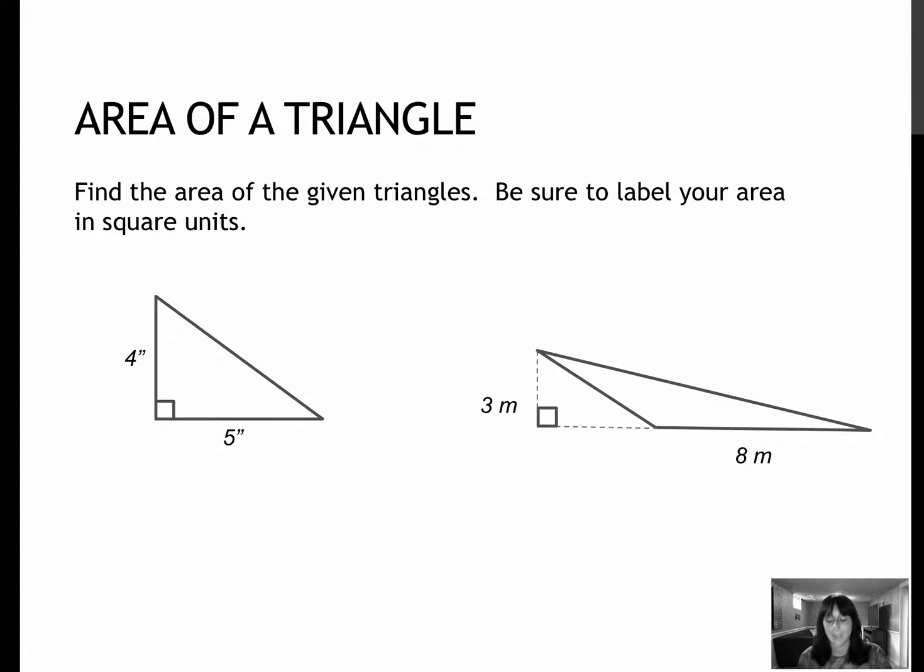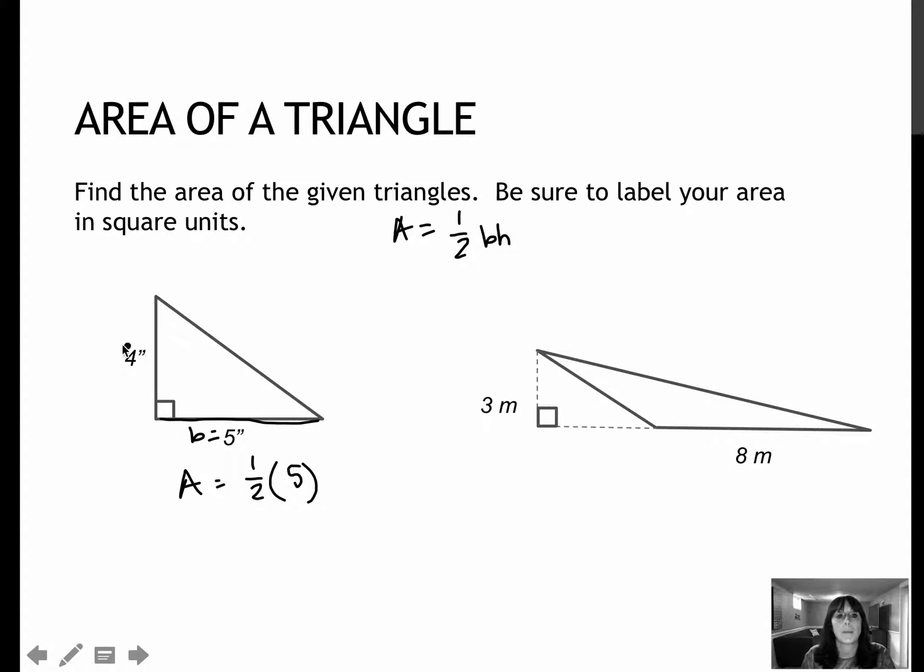So let's do a couple of examples. Remember that the formula for the area of a triangle is 1/2 times base times height. So for my first example, I'm going to take 1/2 times my base. I'm going to call this my base, and I'm going to call this my height because notice those make a 90-degree angle. So 1/2 times 5 times 4.